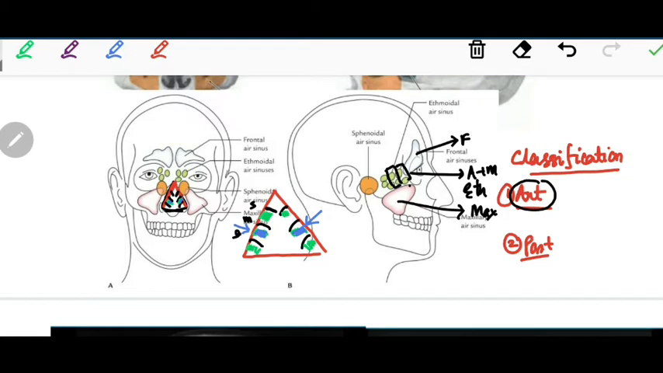Whereas the posterior group includes those sinuses which do not drain into the middle meatus. The examples are the posterior ethmoidal and sphenoidal air sinuses. So the posterior group contains posterior ethmoidal plus sphenoidal air sinuses. Okay.